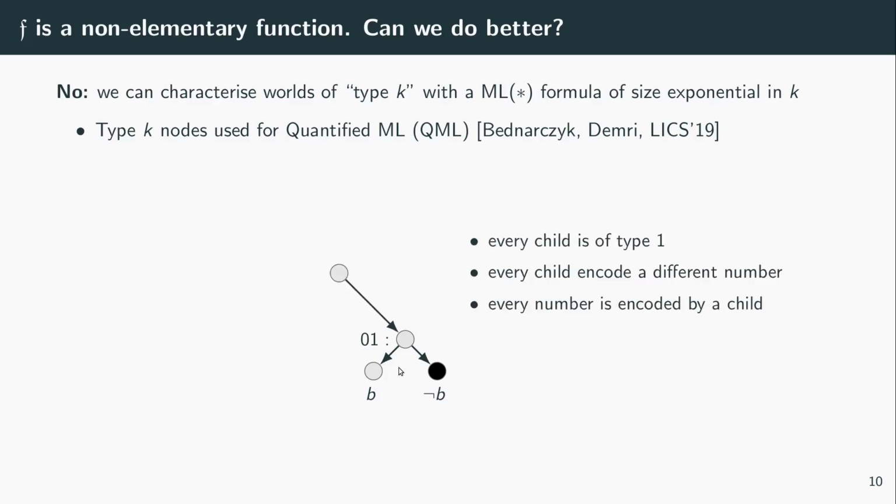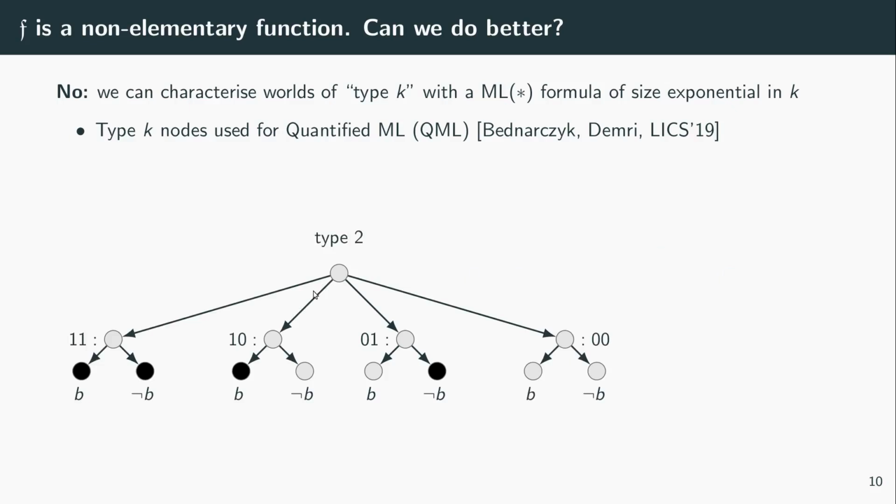Now what is a node of type 2? It will be a node where every child is of type 1. Every child encodes a different number, and since they are of type 1, it will be a 2-bit number. And every number is coded by a child. So this will lead to this structure here, where I have exactly 4 children, going from the value 0,0 to the value 1,1. And this can be seen now as a 4-bit number. And of course, depending on the truthiness of the value represented by the black dot, I will obtain a certain number for the node of type 2. Here, for example, 0, 1, 0, 1.